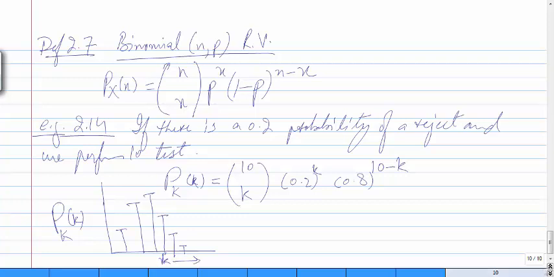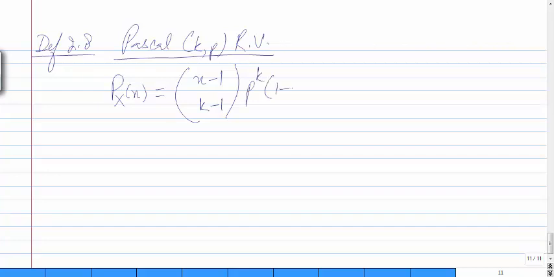Okay. Now we move to the next one, the Pascal, definition 2.8, Pascal (k, p) random variable. For this random variable, the PMF is defined as p_X of x equal to x minus 1 choose k minus 1, and we have p to the power k times 1 minus p to the power x minus k. So this is the Pascal one.